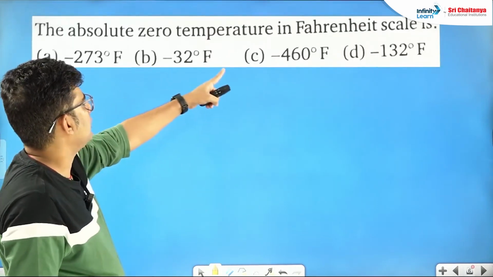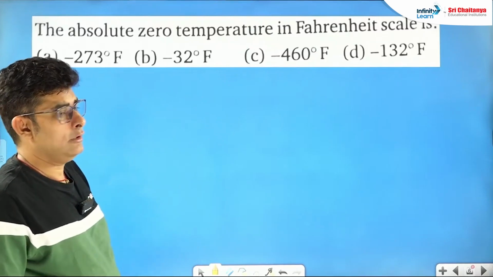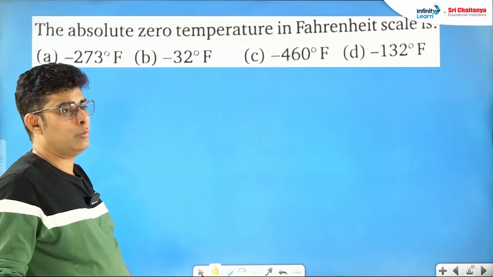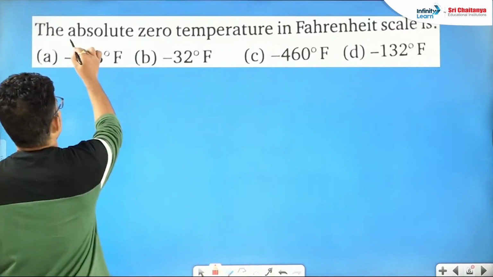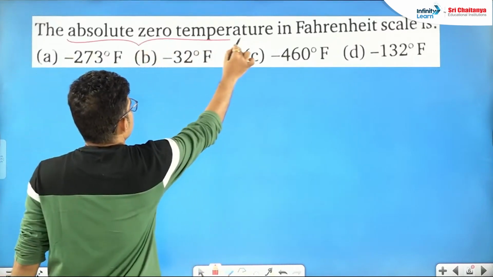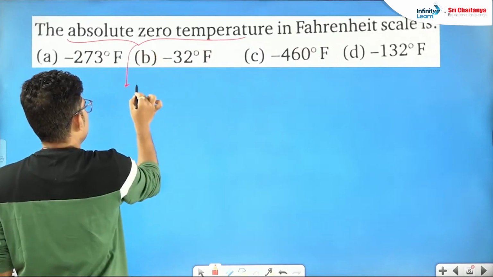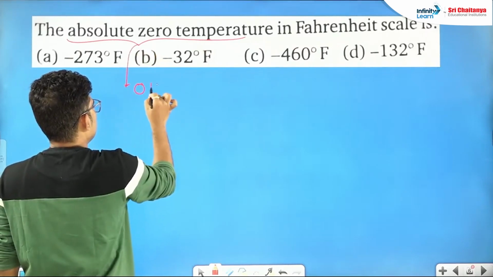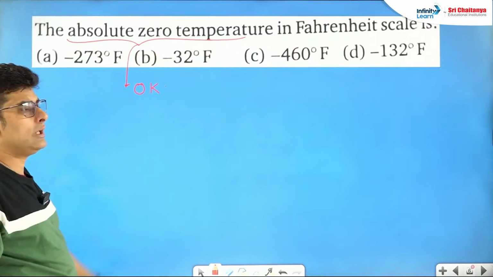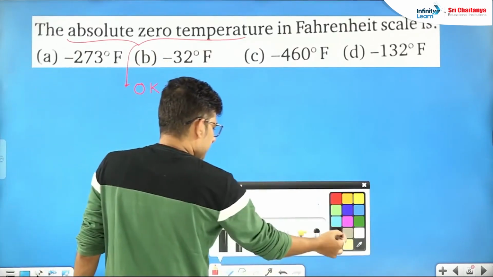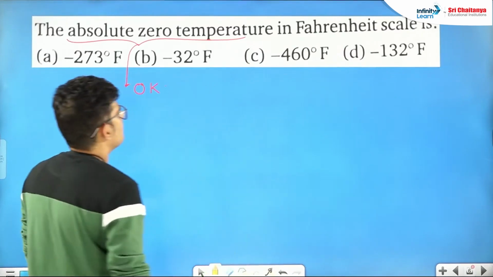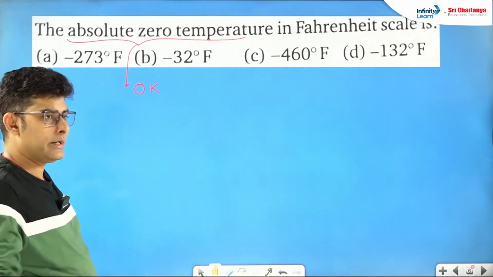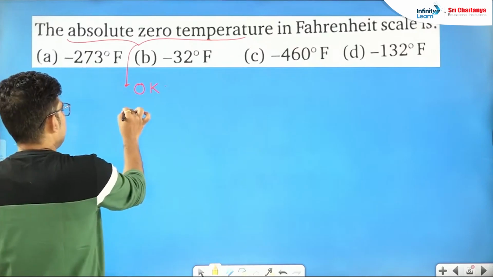The absolute zero temperature in Fahrenheit scale is... when they say absolute zero, what do you mean by this term absolute zero? This absolute zero temperature is nothing but 0 Kelvin. 0 Kelvin is called as absolute zero. So they are asking what will be the absolute zero temperature in Fahrenheit scale. So again now you can use Kelvin and Fahrenheit.